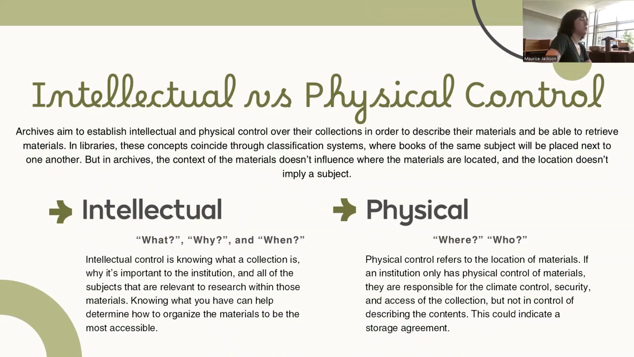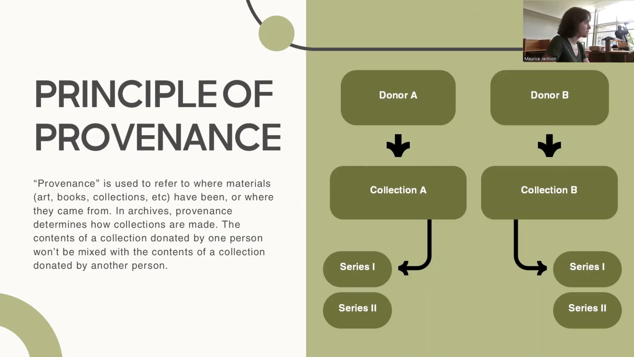A lot of times we talk about intellectual versus physical as compared to what you see in libraries. So in libraries, if you go over to the stacks, you're going to see classification numbers, and that'll give you a hint as to the subject of the book, as well as the location of the book. But in archives, the physical location doesn't really tell us anything about what's in the collection. So instead, we're forced to find some creative methods when it comes to descriptions, which is where things like finding aids are going to come in handy later on.